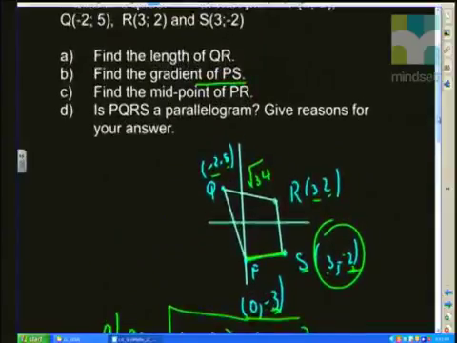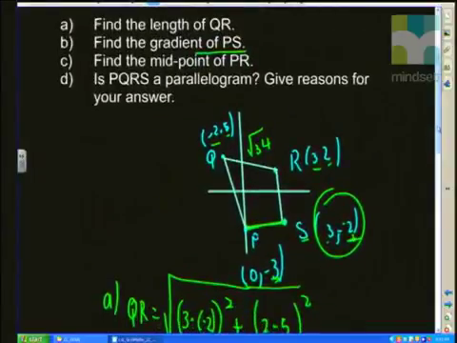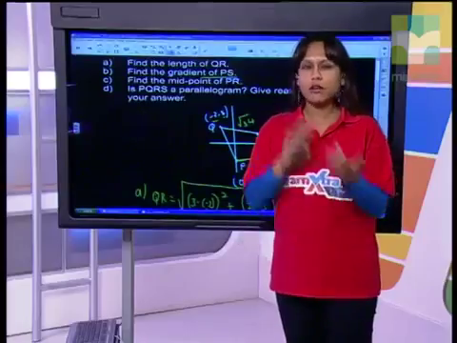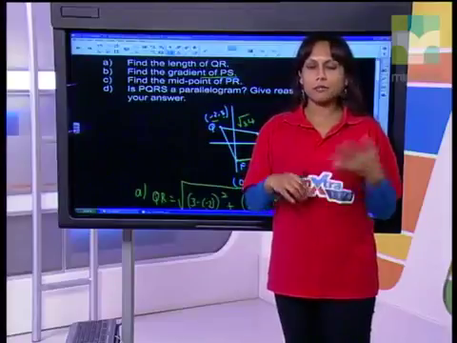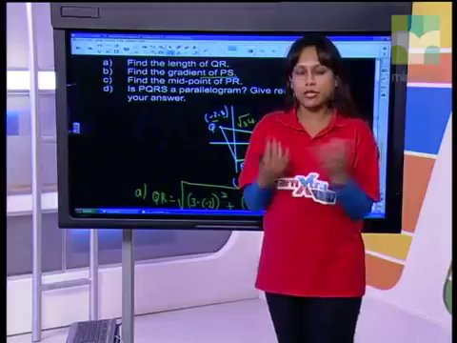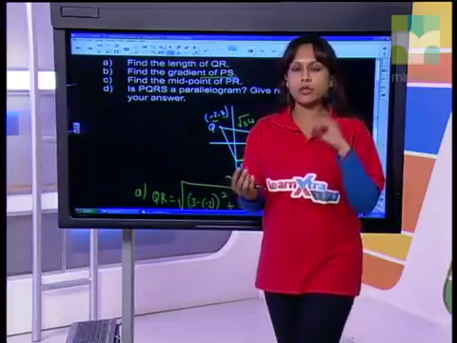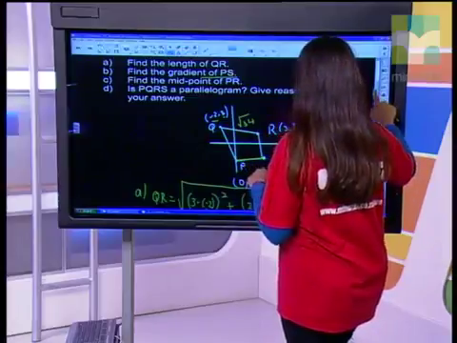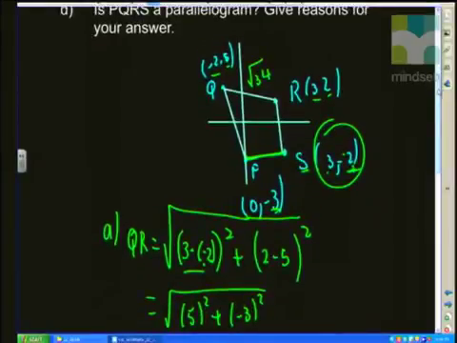They then say to you, find the midpoint of PR. So we're really going through all of the different types of questions you could be asked when you're given a quadrilateral. Find the length, find the midpoint, find the gradient. These are typical questions, and you need to be able to understand what formula to use when. So now we're looking at the midpoint of line PR. That's the diagonal of this quadrilateral.